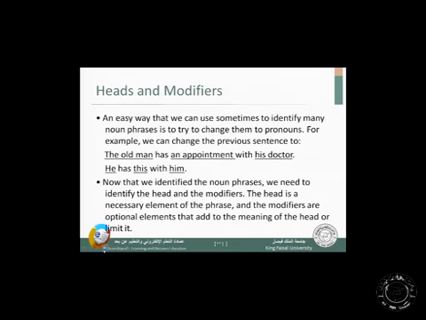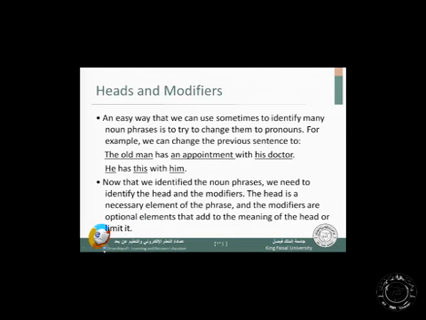Now you identify the phrase, and what is left is to know what is the head and what are the modifiers in the phrase. The head, as I told you previously, is a necessary element of the phrase. The modifiers are optional elements and they add to the meaning of the head or limit it. So they are not the focus of what we are talking about in the phrase. In this sentence, we're talking about man, we're talking about appointment, we're talking about doctor. When we say the old man, the makes the head definite.